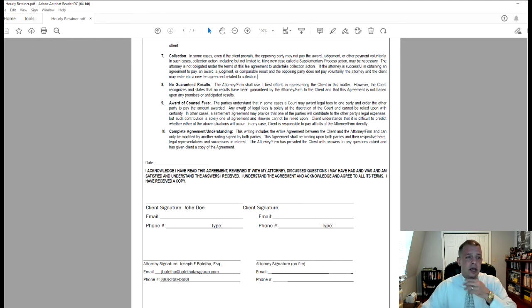The next section discusses that if we win a case and the case is awarded attorney's fees by the judge, this section pertains to that. And the final section is a complete understanding of this agreement. Essentially, that means if it's not written here, it's not part of this agreement. Most importantly, anything that you felt you may have heard from an attorney or discussed in person, if it is not in this agreement, it is not part of that agreement.